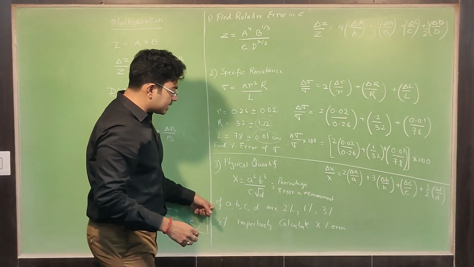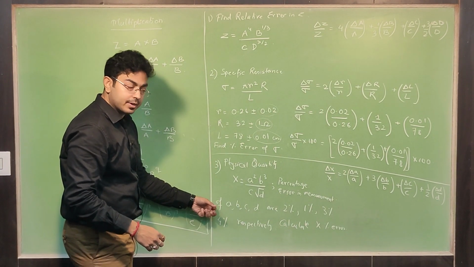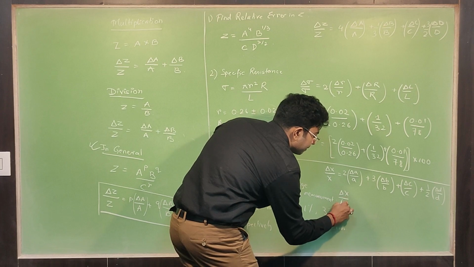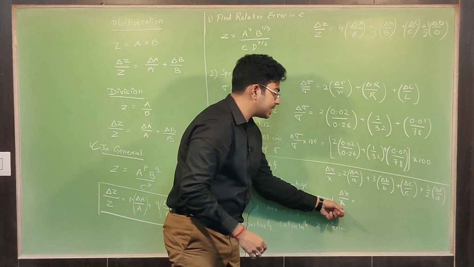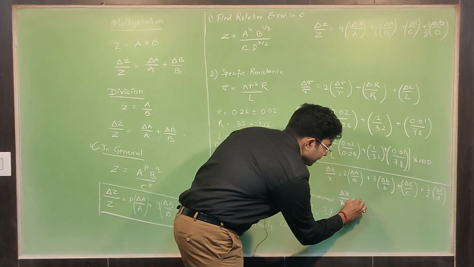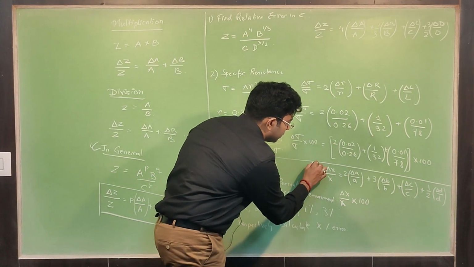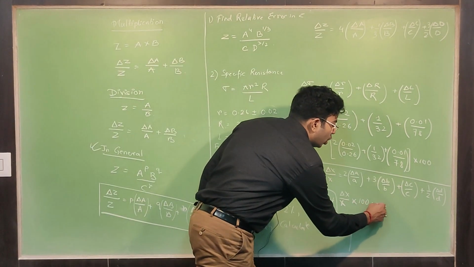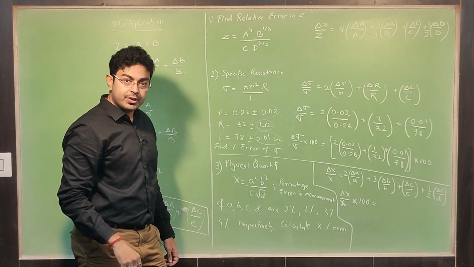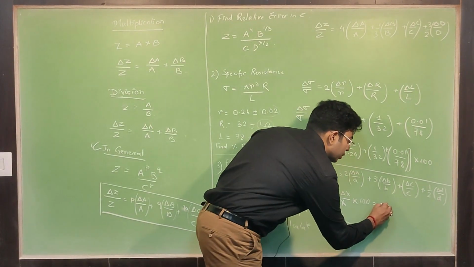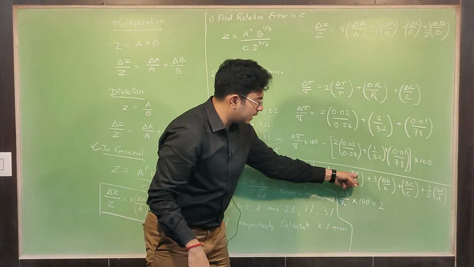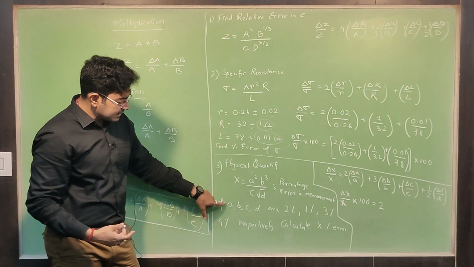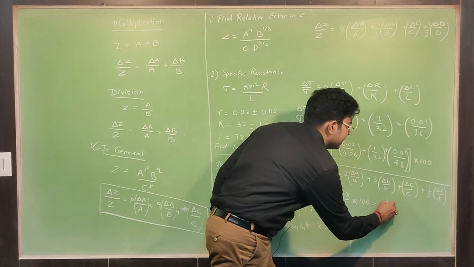Now the question is asking for percentage. The percentage is given. That means you have to multiply delta x by x into 100. Yes or no? In order to find out the percentage error, you have to multiply all these quantities with 100. So let us make it very easy. If I multiply 100 with this one, this will be delta a by a into 100. Then what is the percentage error of a? 2%. I am writing here directly.